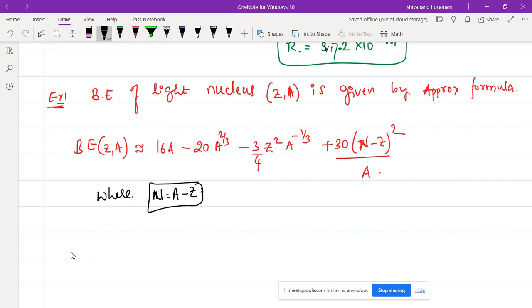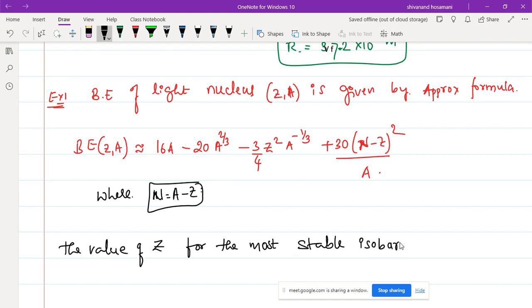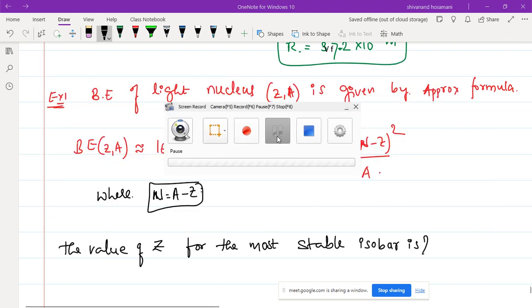The question asks for the value of Z for the most stable isobar. Try the question.